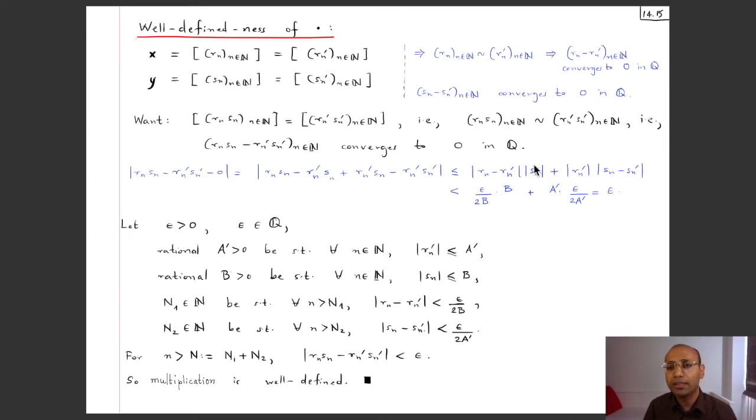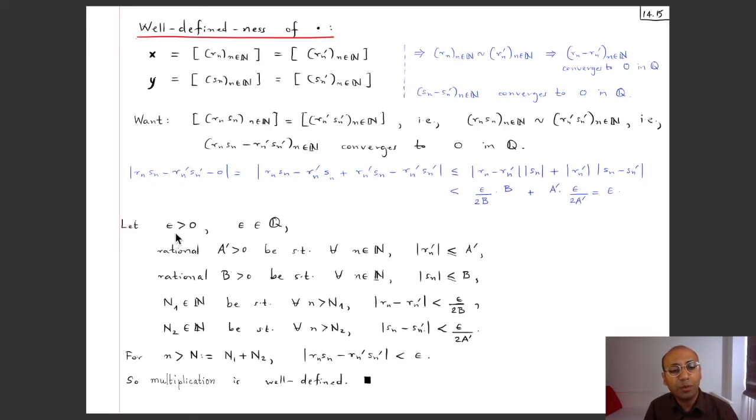And we know that since Sn is a Cauchy sequence in Q, it's bounded with some bound, let's call it B. And we also know that Rn prime is a Cauchy sequence in Q, so that's also a bounded sequence with some rational bound A prime. Then we know that this can be made small by virtue of the fact that Rn minus Rn prime converges to 0 in Q. So this can be made as small as I please, provided we go far enough in the sequence. And likewise, this can also be made small because Sn minus Sn prime converges to 0. And so this overall thing can be made small. So that's the idea. And now let us write it down carefully.